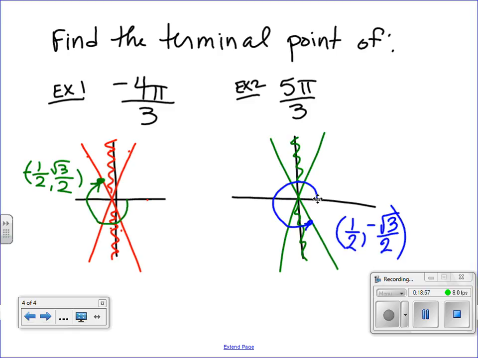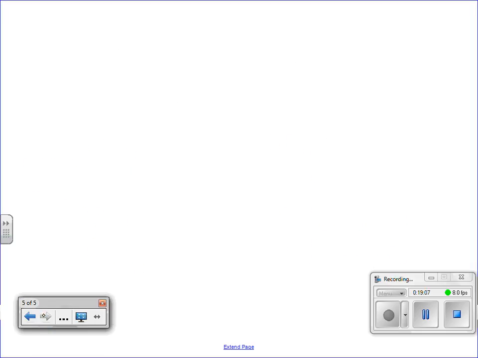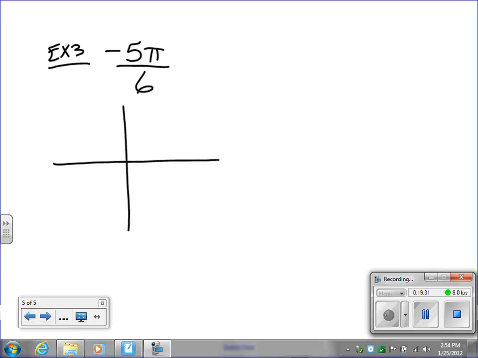How many pieces of pie do we have to have on top? 6. We have to have 6. So I've got 1, 2, 3, 4, 5, 6. Let me ask you again. Do we observe the X and Y axes on this one? Yeah, we have to, because that's what helps create the 6 pieces of pie. Okay? -5 pi over 6. Rotate up and down. Rotate down. Folks, where's that going to land? Which quadrant? It lands in quadrant 3.